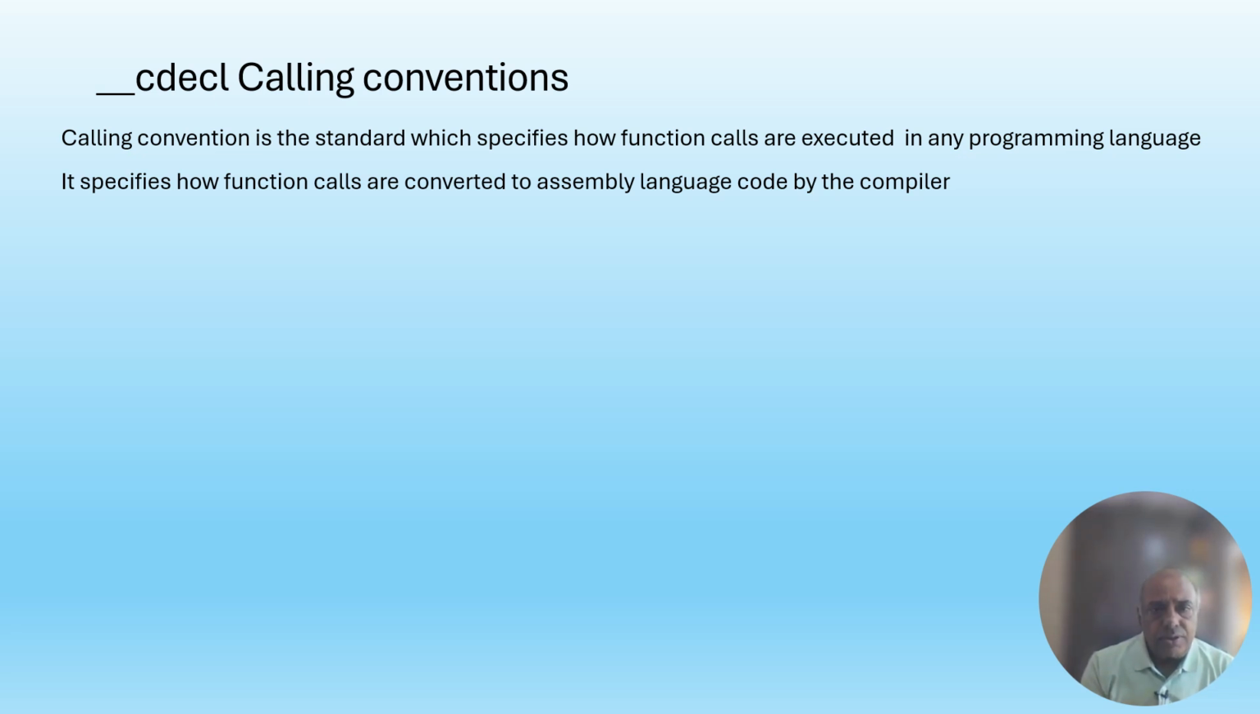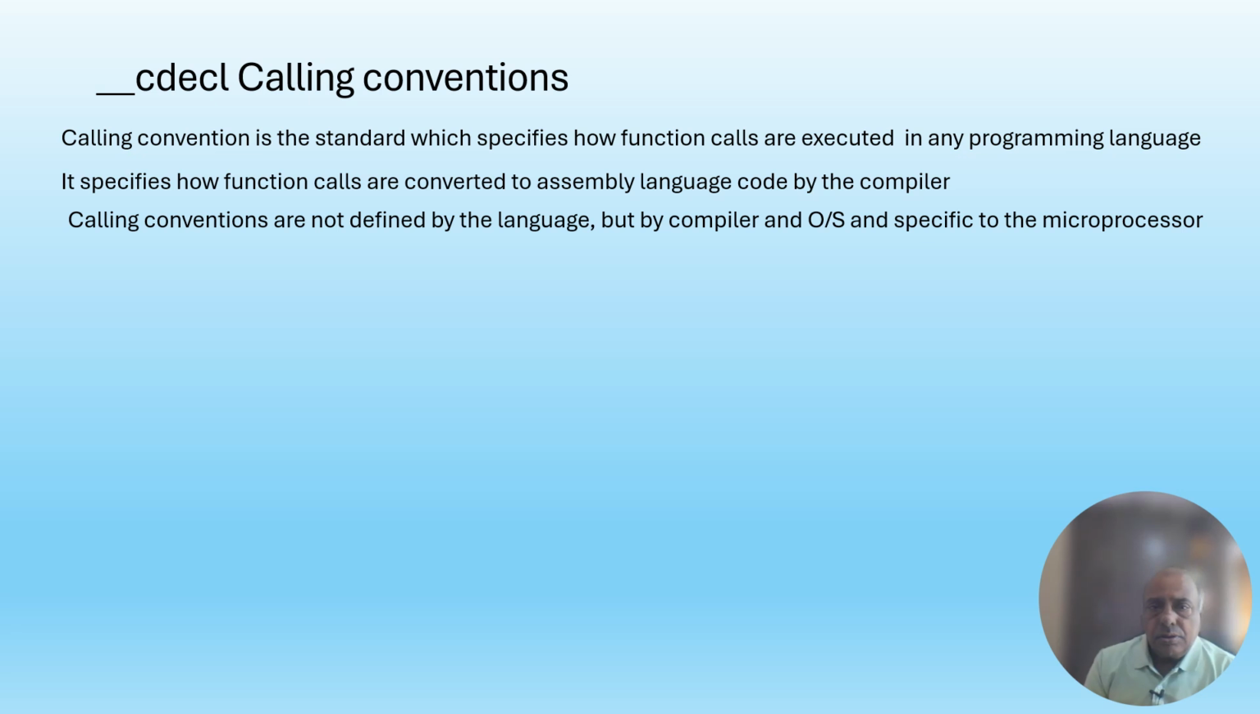Actually what it does is it specifies how function calls written in the programming language, in this case written in C, are converted to assembly language code by the compiler. So when a C program is executed, the compiler first compiles the program, converts it into assembly language applicable for the particular system, and then that assembly language code is executed for execution of our actual program. So the language doesn't define the calling conventions, but the calling conventions are heavily dependent on compilers, operating systems, and the specific microprocessor for which the C compiler has been designed.